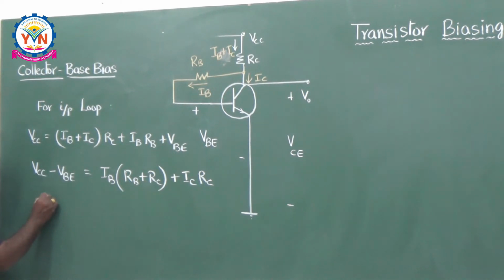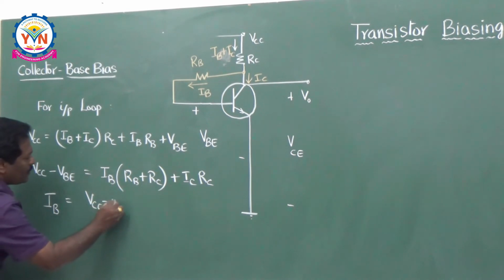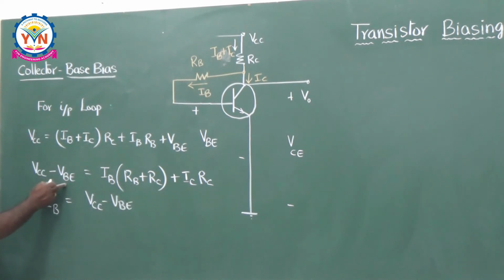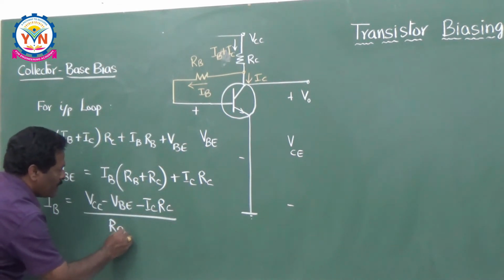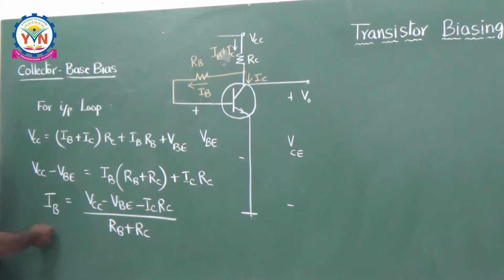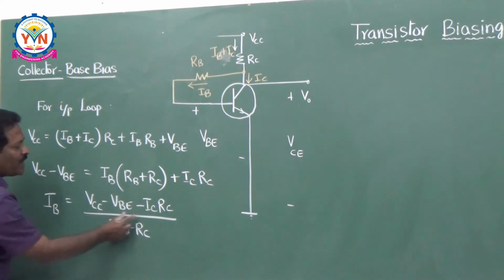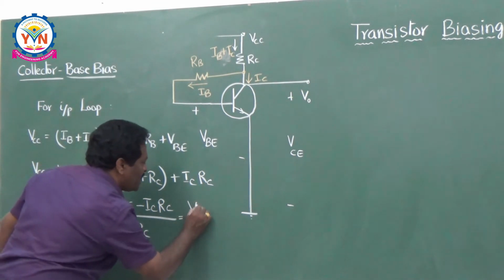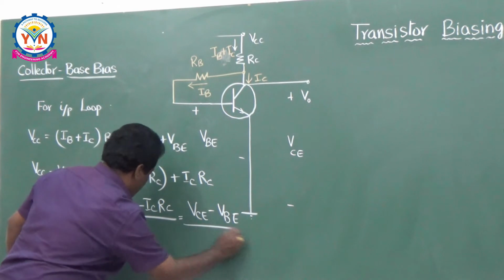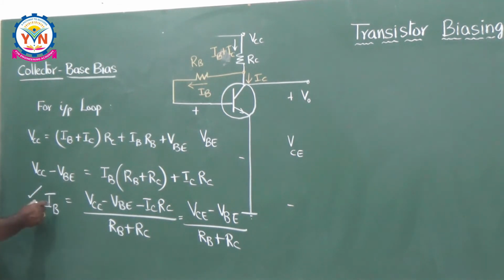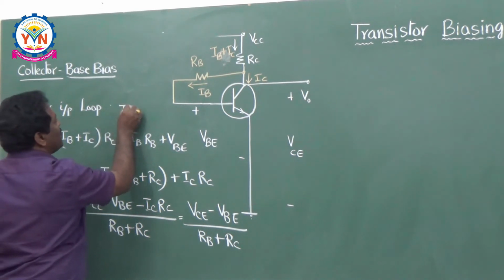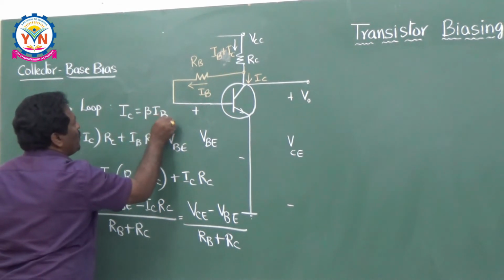Now I can write down here IB is equal to (VCC minus VBE minus IC RC) divided by (RB plus RC). So here you see, VCC minus IC RC is nothing but the output voltage. So this can be written as (VCE minus VBE) divided by (RB plus RC). So this is the input current expression IB. Once you get this IB, it is very easy to calculate your IC. IC is equal to beta times IB. So from the input loop we have calculated IC.